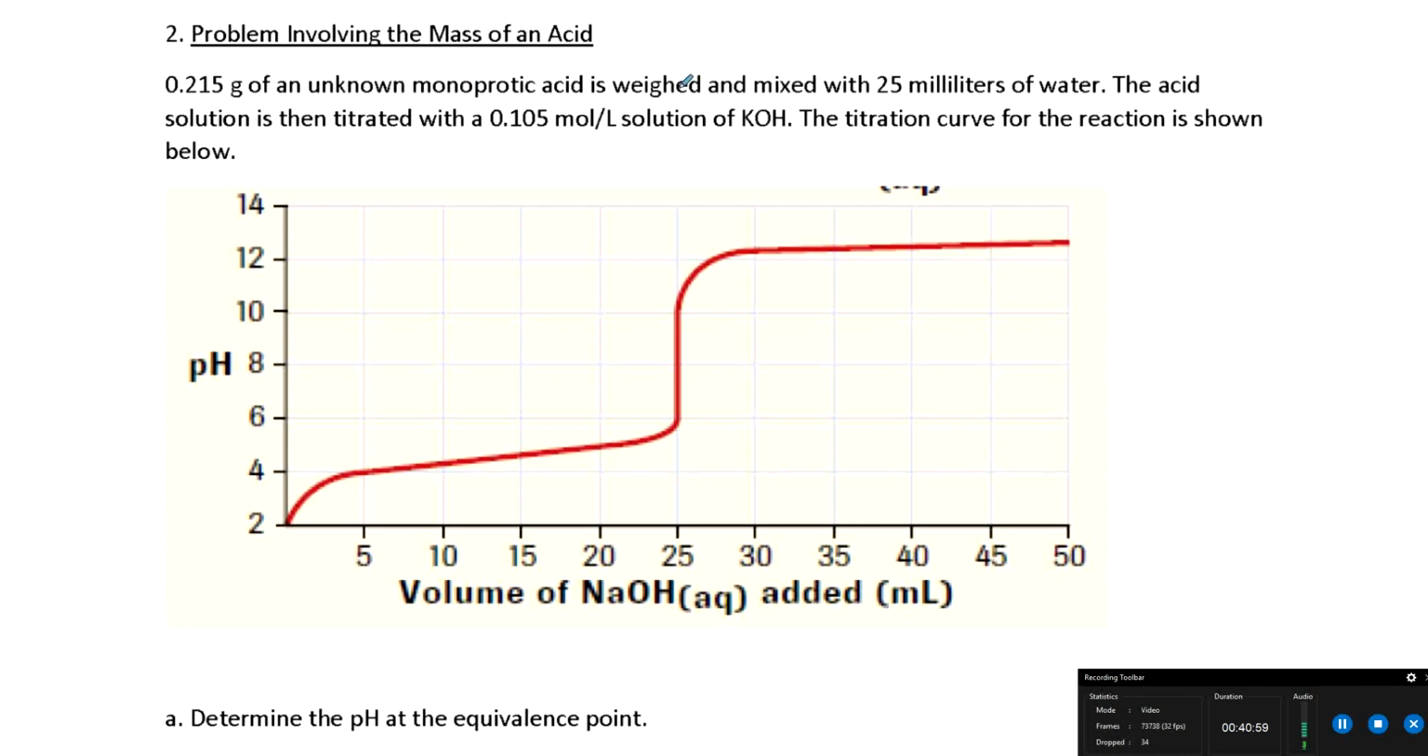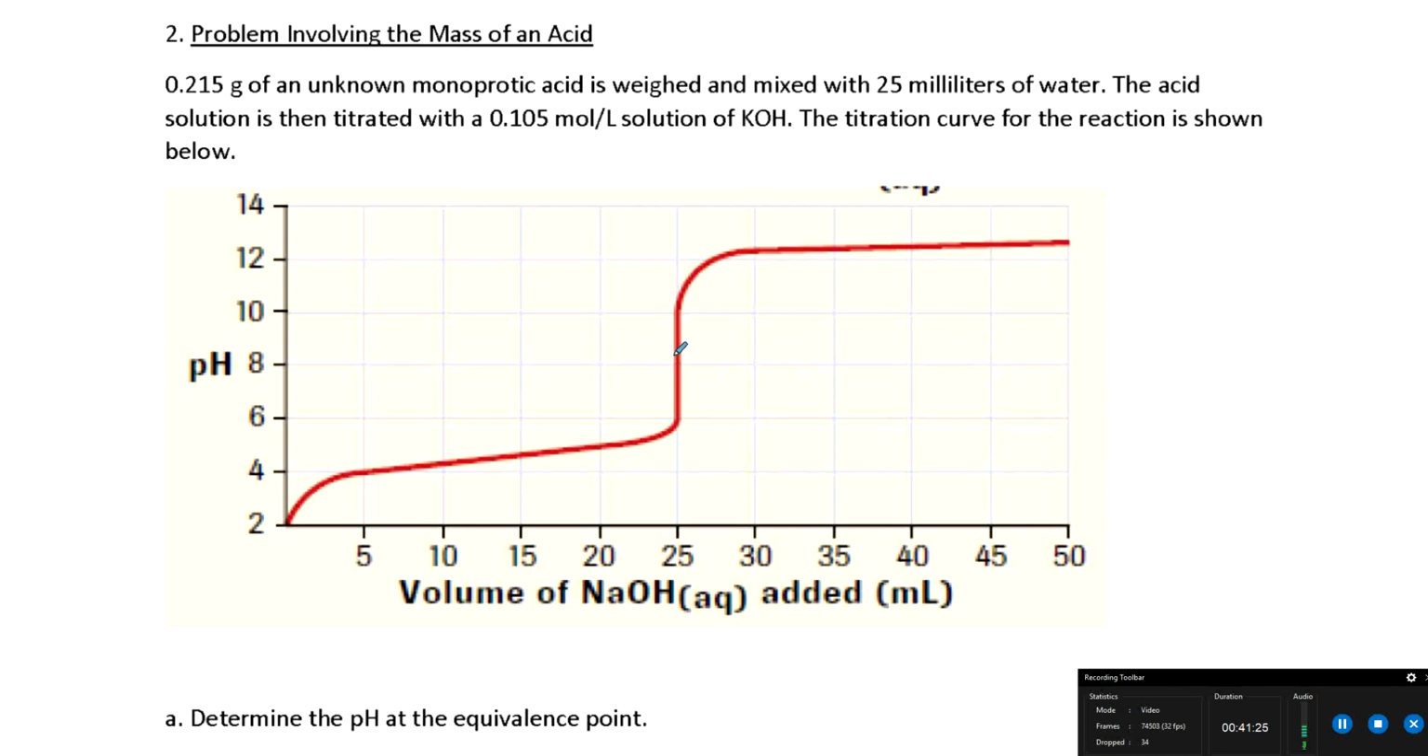Problem involving the mass of an acid. So let's just do one last problem and then you're free. So 0.215 grams of an unknown monoprotic acid is weighed and mixed with 25 milliliters of water. Again, don't worry too much about that. It's just so it dissolves. The acid solution is then titrated with a 0.105 mole per liter solution of KOH, potassium hydroxide. Here is the titration curve.